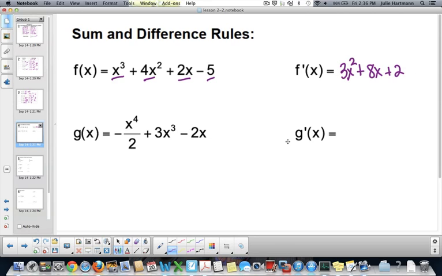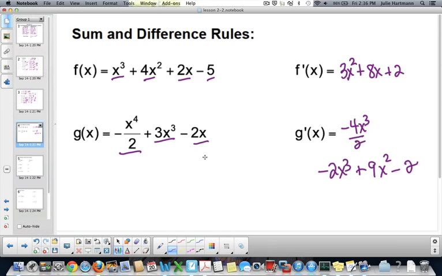Okay, the next one, g of x, so you do just the derivative here, the derivative here, derivative here. So you have negative 4x cubed over 2, so that'll be negative 2x cubed, plus 3 times 3 is 9x squared, minus 2. Okay, so real simple, in a polynomial like that, you just do each derivative separately.